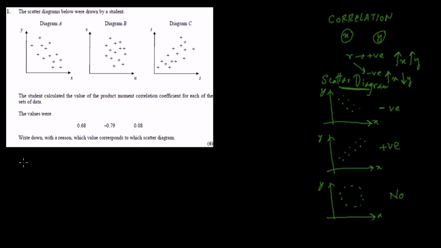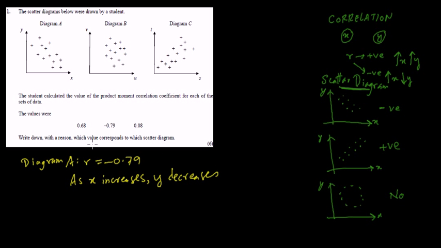this one, let's start with diagram A. Diagram A should have correlation. Notice that this is going down, so negative correlation, minus 0.79. So what is the reason? As X increases, we are always going to refer to this as increasing, Y decreases. That's the first one. So this is 2 marks. First mark for selecting it, and the second mark is for giving the reason.